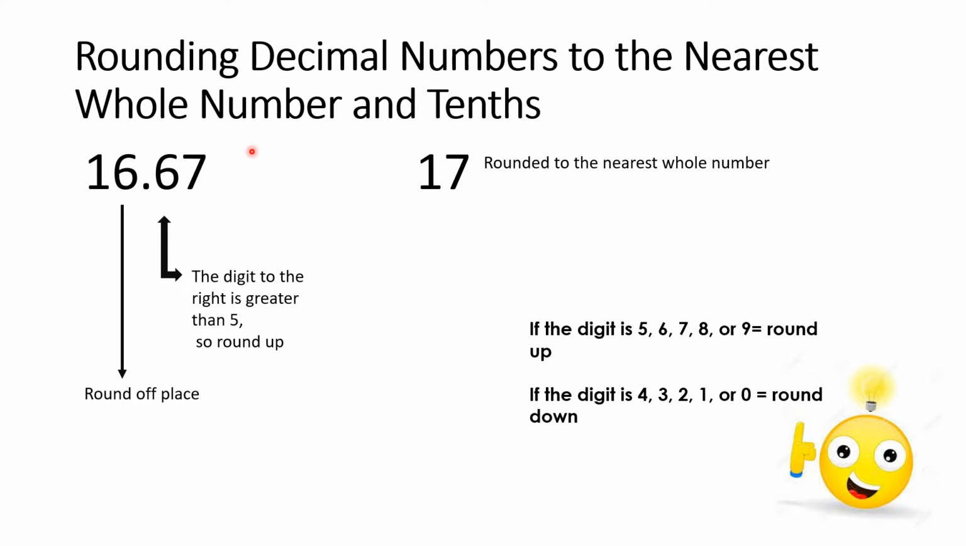Now let us proceed with the rounding to tenths. So ito yung ating digit sa tenths place value. So once again, titingnan natin yung number na nasa kanan niya. And once again, if the digit is 5, 6, 7, 8, or 9, round up. And if it is 4, 3, 2, 1, or 0, round down. So in this case, since ang number sa tabi ng ating tenths digit ay 7, we are going to round up. Therefore, 16.67 when rounded to the nearest tenths becomes 16.7.